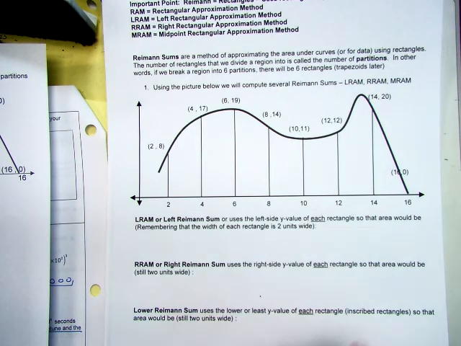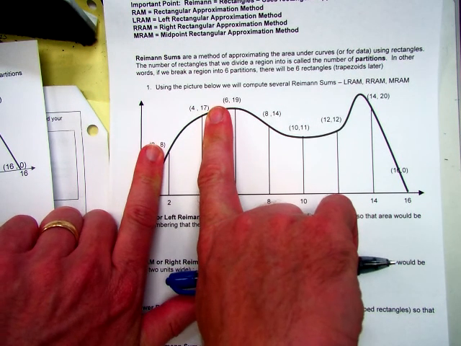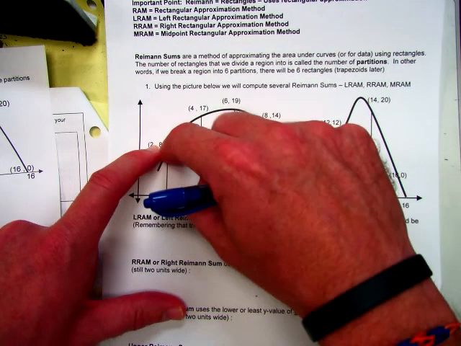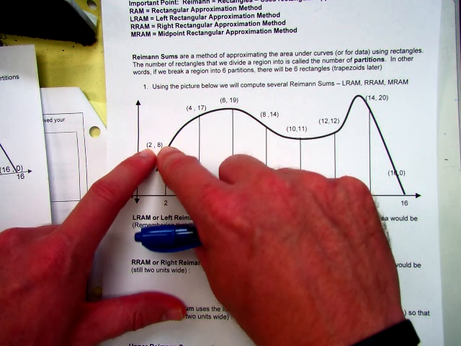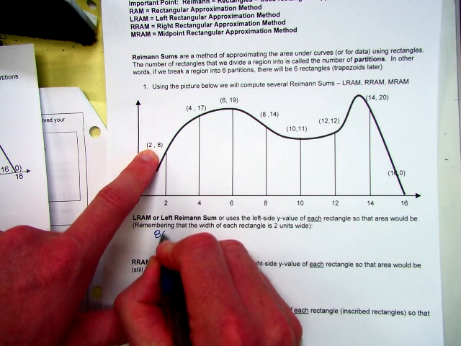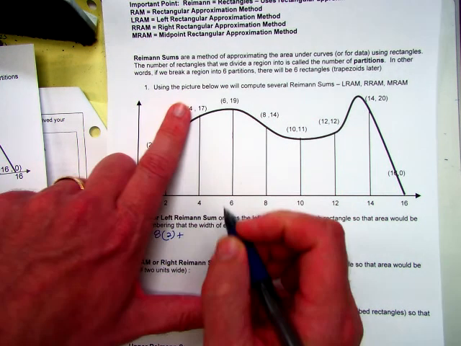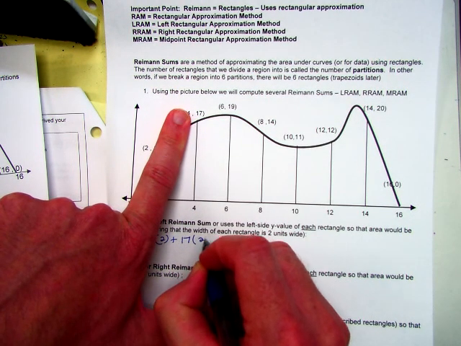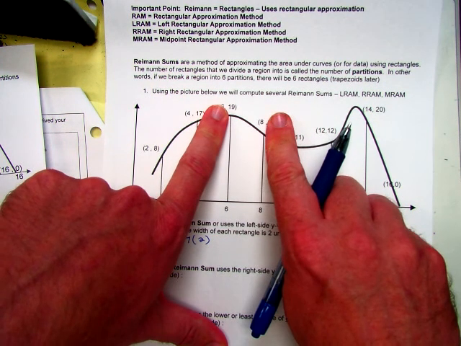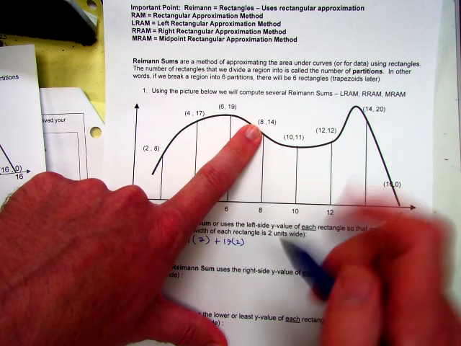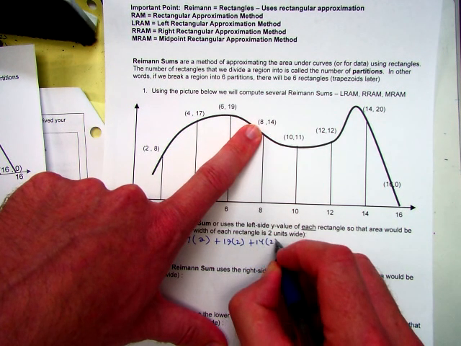Okay, so the left Riemann sum is the first one. I look at each rectangle, and it's defined by the y value on the left side. So my first rectangle is just this. It's 8 units high, so not a good approximation. So it's 8 times 2 wide, plus if I go to the next one, the left side is 17 times 2 units wide. Next one is 19 times 2 units wide. The next one is 14 times 2 units wide. All these are 2 units wide.